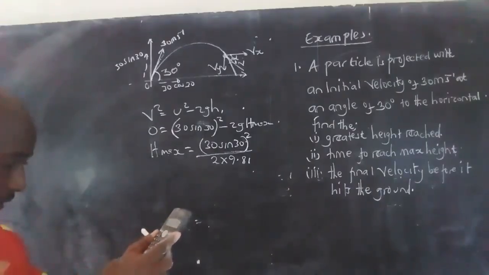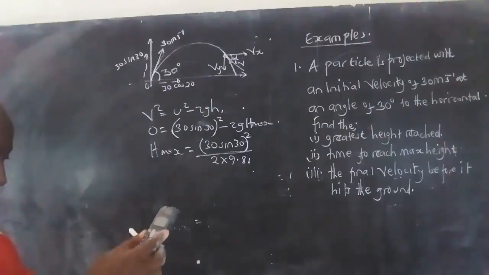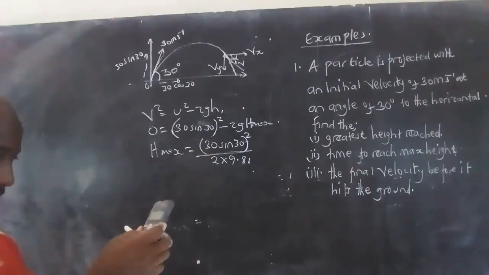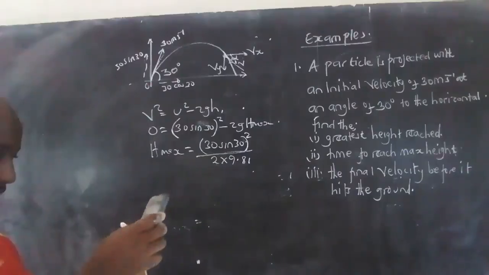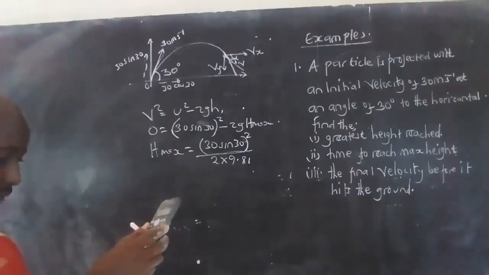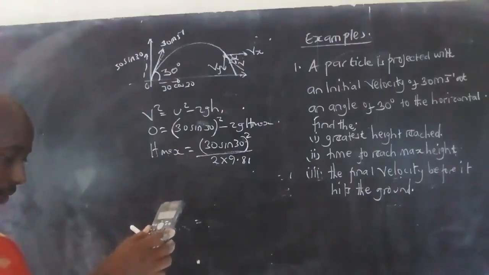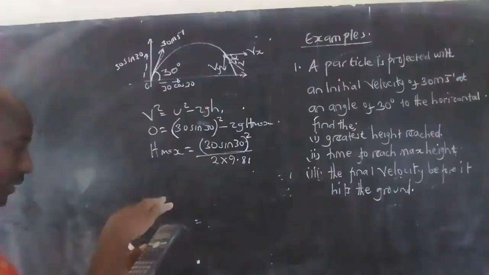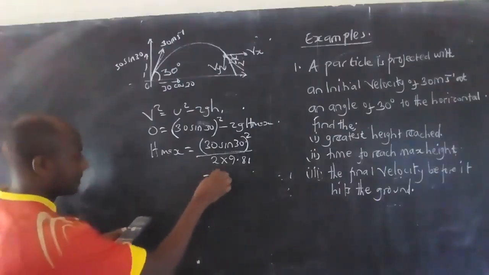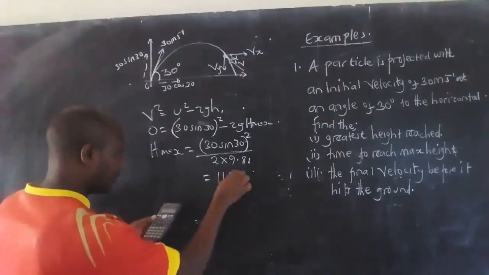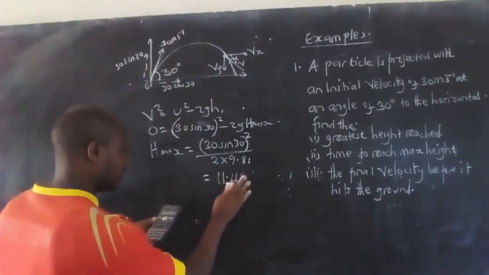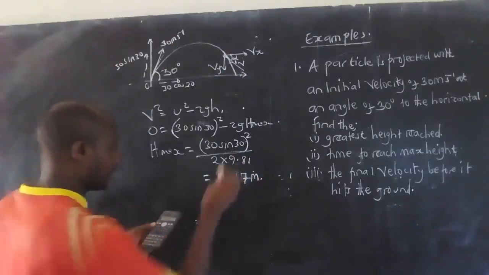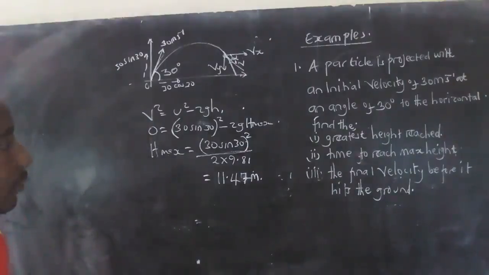So that is 30 times sine of 30, sorry, sine of 30, times sine of 30, squared, divided by 2 times 9.81. The answer is 11.447 meters. Then part 2, time to reach the maximum height.